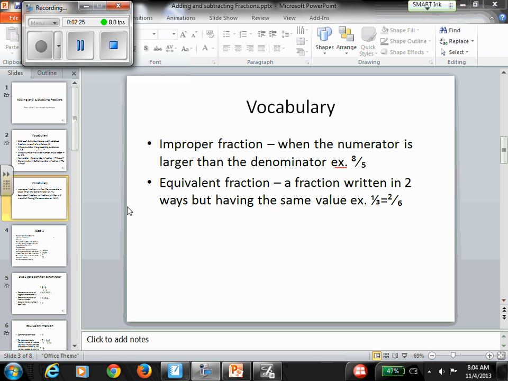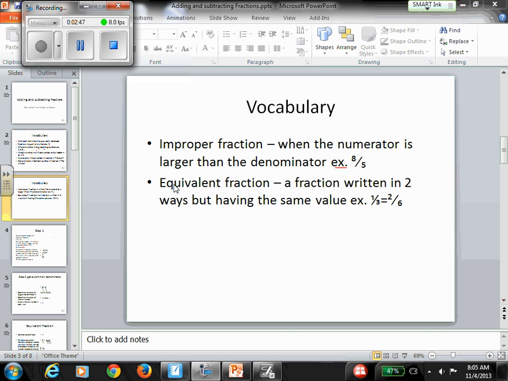The last two vocabulary words are the improper fraction. That's when the numerator is larger than the denominator. Remember, the numerator is the top number, denominator is the bottom number. So an example of this is 8/5.